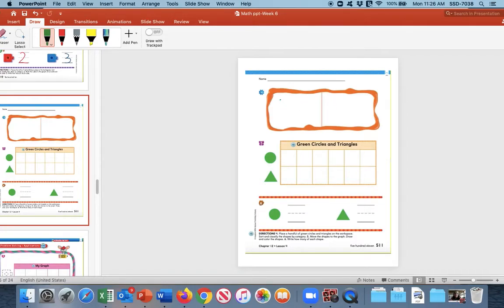So let's go ahead and let's draw 1, 2, 3, 4 circles. Let's go ahead and draw 4 circles. And yes, you can color them in. It's just harder for me. Okay. And then we're going to draw 2 triangles. 1, 2. And again, color those in.